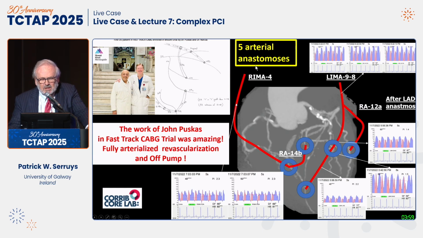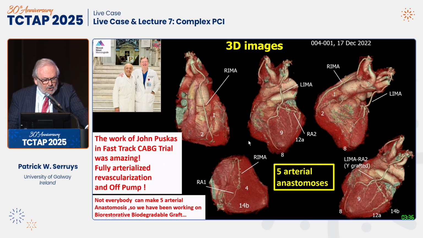He's an extraordinary surgeon. You see here 5 arterial anastomoses: the RIMA prolonged by the radial artery on the PD on the posterolateral, and the LIMA on the side of the LIMA, a radial artery going to the obtuse marginal, and then a connection with the diagonal and the LAD. And we control all this work 30 days later. But not everybody can make 5 arterial anastomoses.